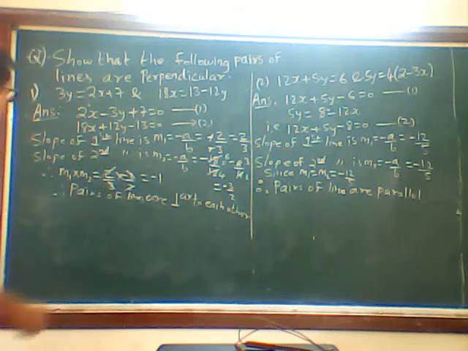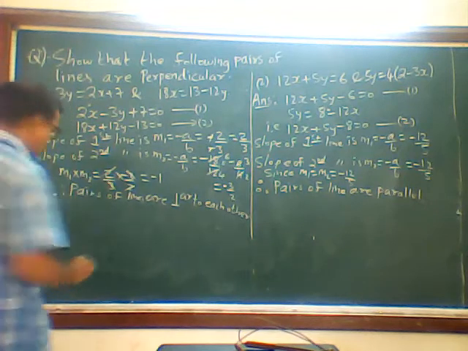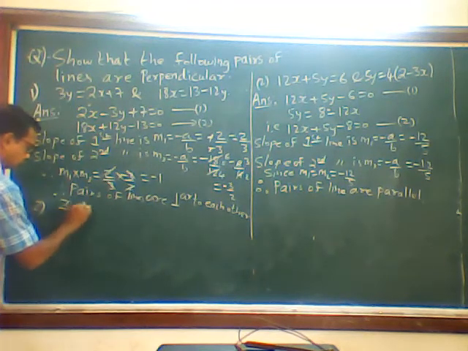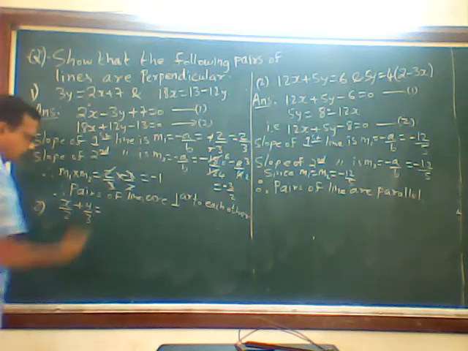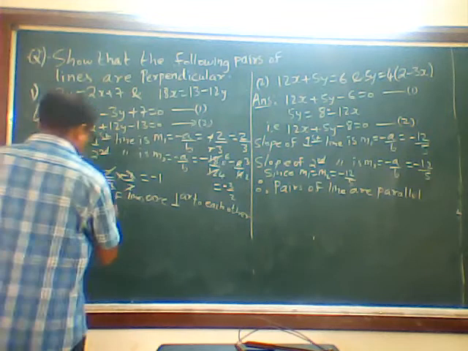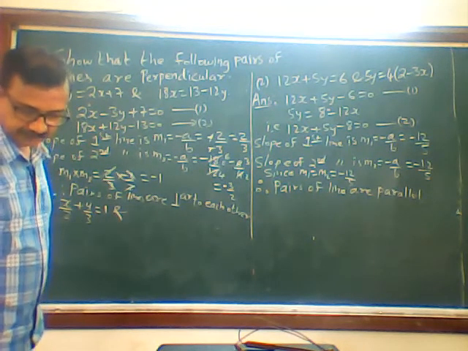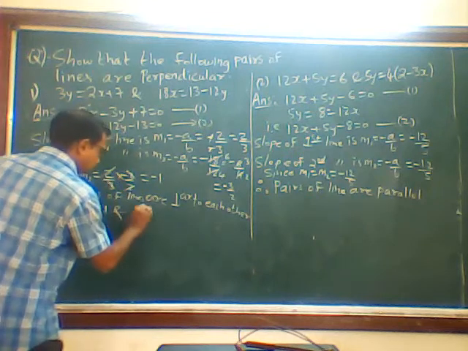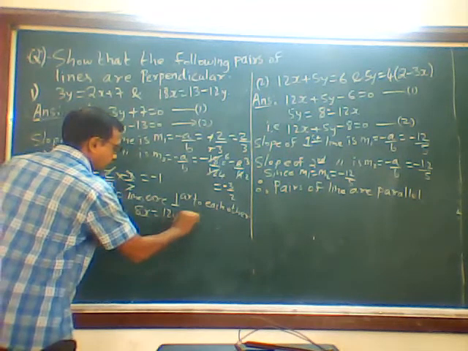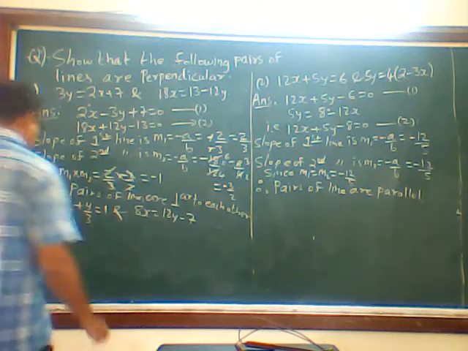Next we'll do one more problem in this. Second one: x upon 2 plus y upon 3 is equal to 1, and 8x is equal to 12y minus 1.